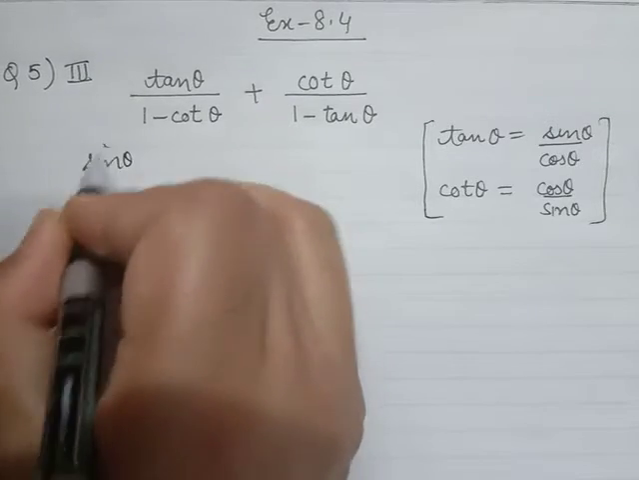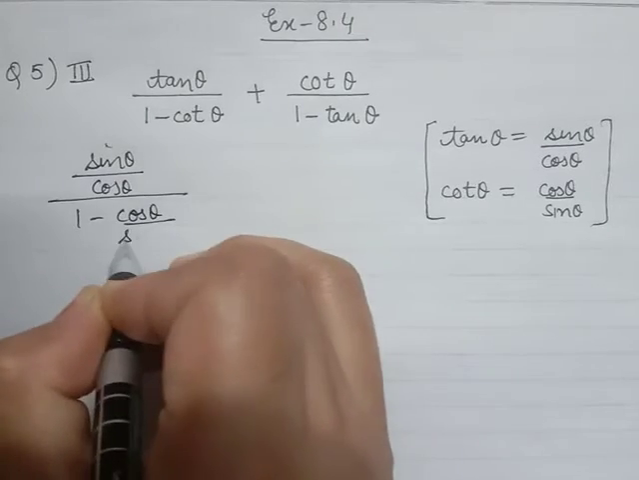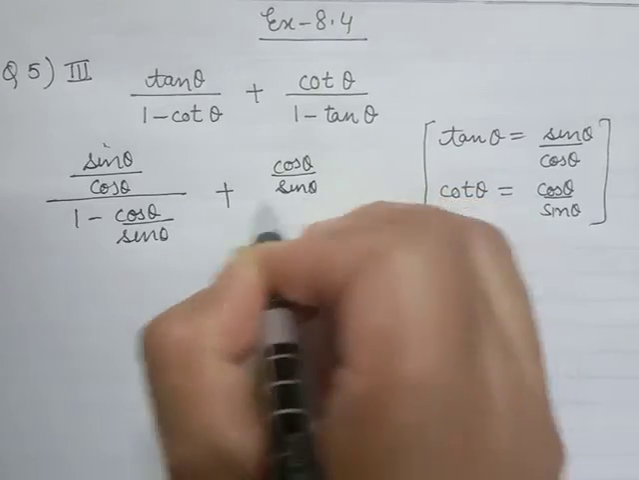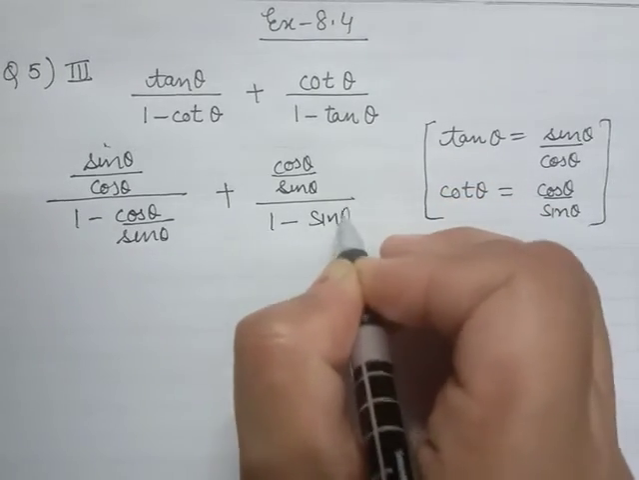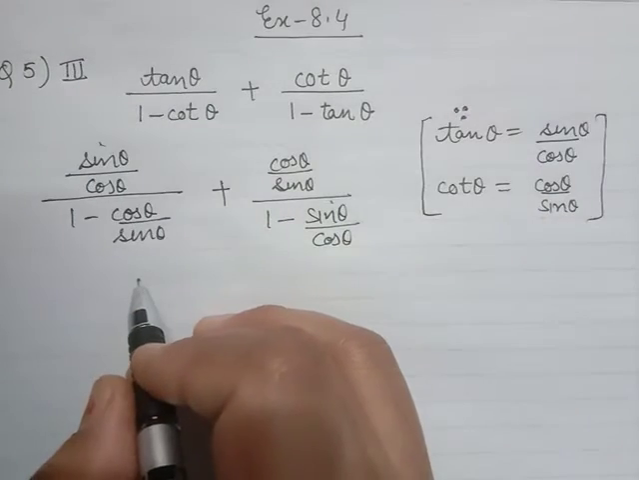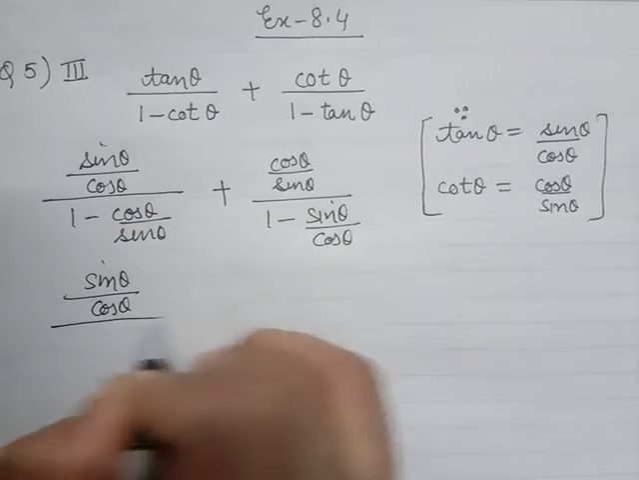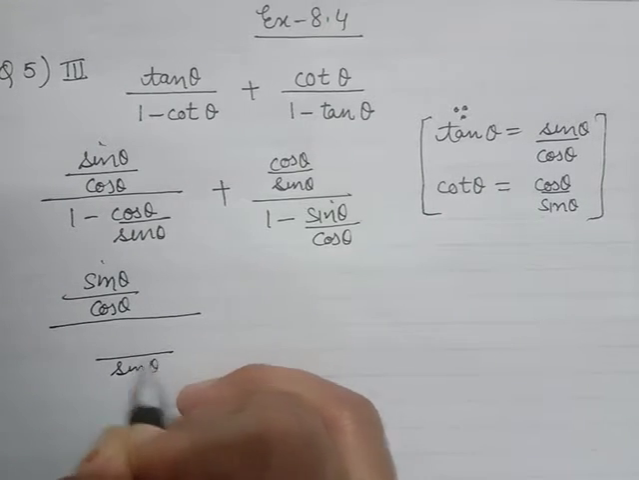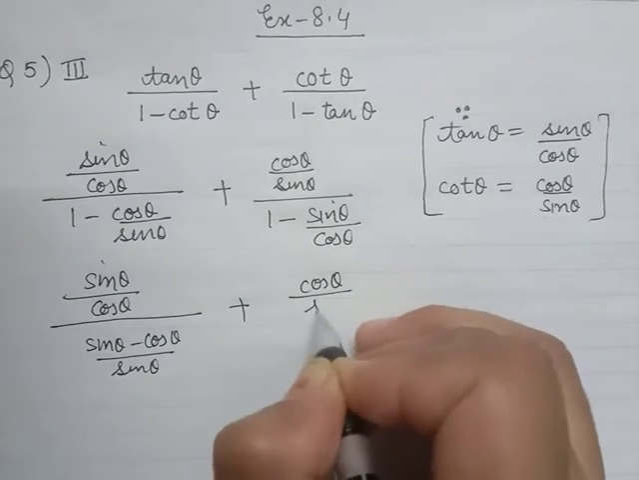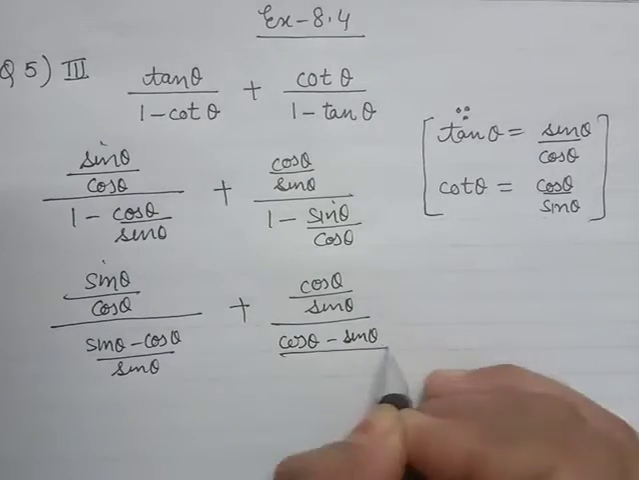So tan is sin over cos and cot is cos over sin, plus the value of cot theta, the value of tan theta. Now take LCM. When we take LCM, we get sin theta as LCM and sin minus cos theta. Here also take LCM. What will you get? Cos minus sin over cos theta.